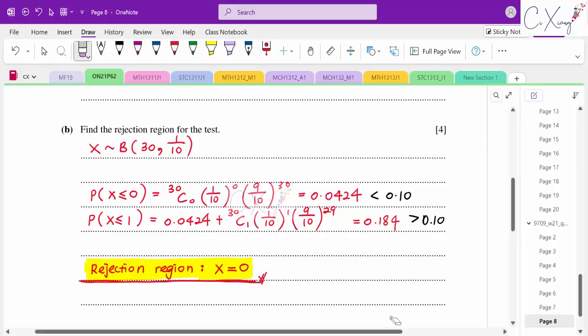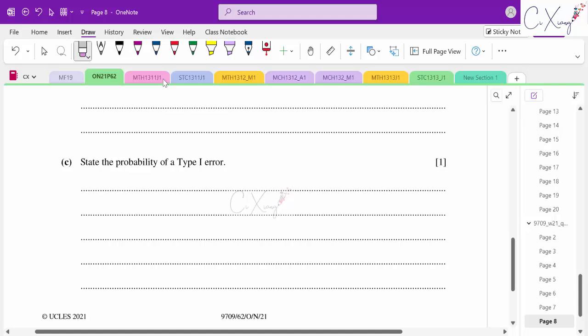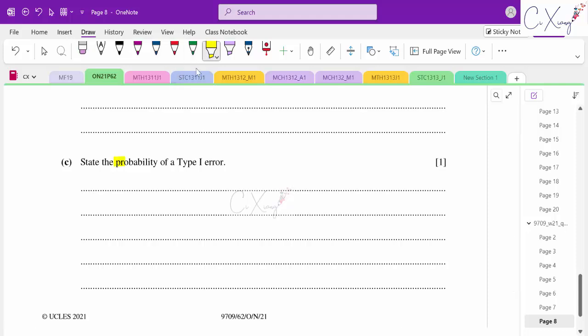Then let's continue to part C. State the probability of the type 1 error. Okay, what is the probability of type 1 error? And they ask you to state only. Okay, let us have a look for the type 1 error definition first.